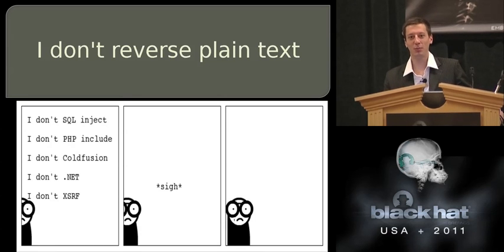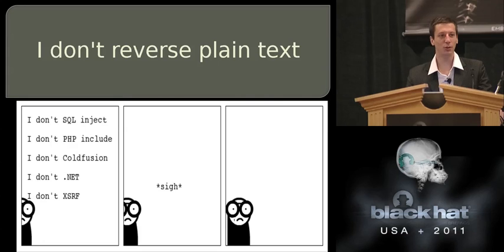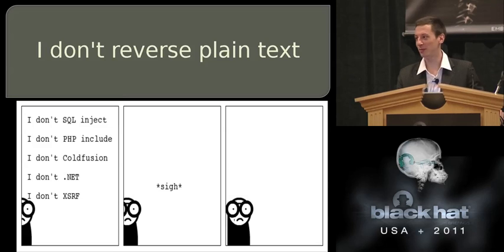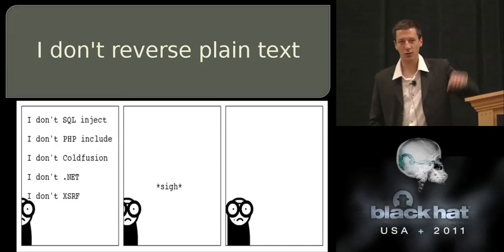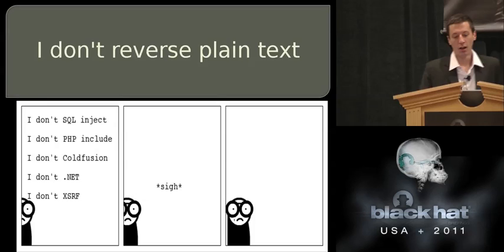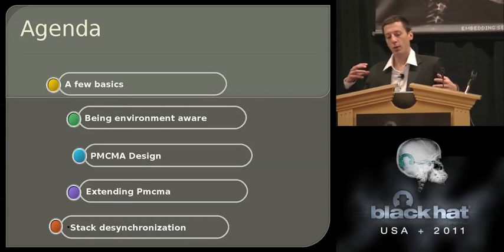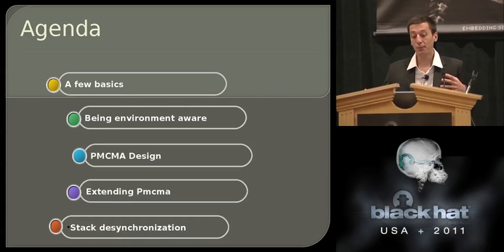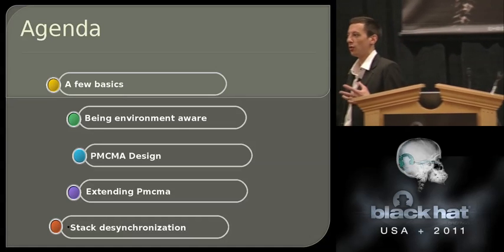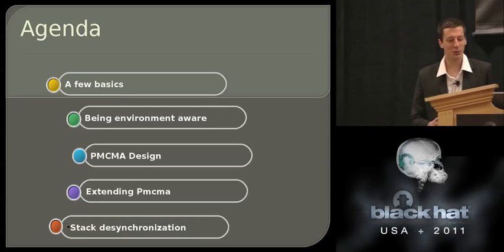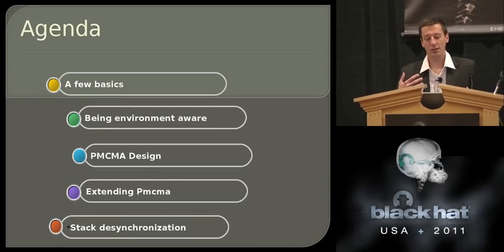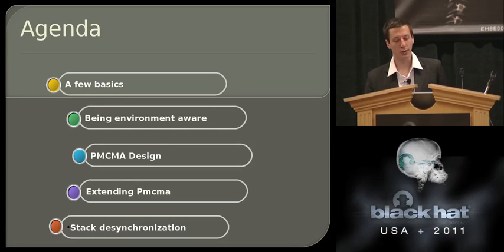So this is going to be a bit technical. If you're not at all familiar with assembly or exploitation, it may be a bit tough. We'll start with a few basics. If it gets boring, you just let me know, raise your fist or something, and I will skip that. Then I will explain why a debugger needs to be environment aware, and we will talk about a specific tool I've been designing, which is called PMCMA. We'll see what it stands for, and how it can save heaps of time when trying to develop an exploit.